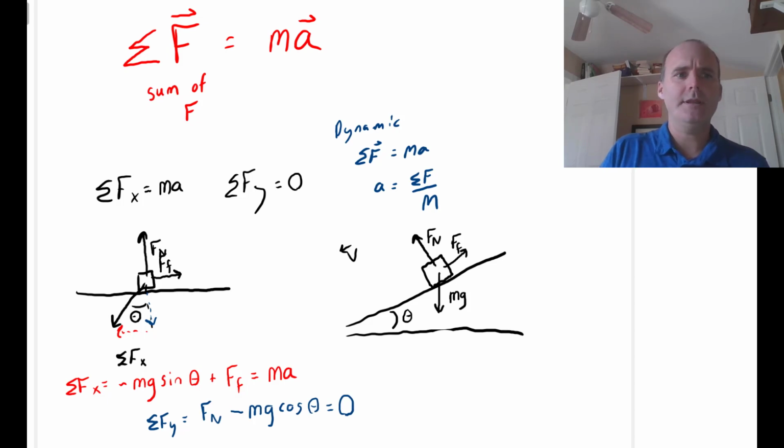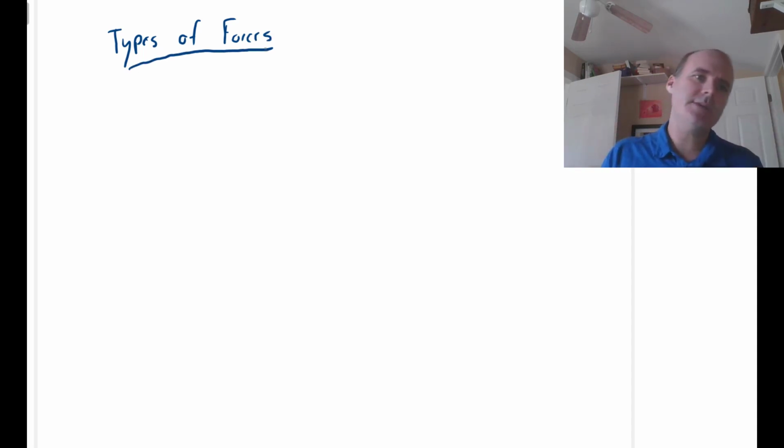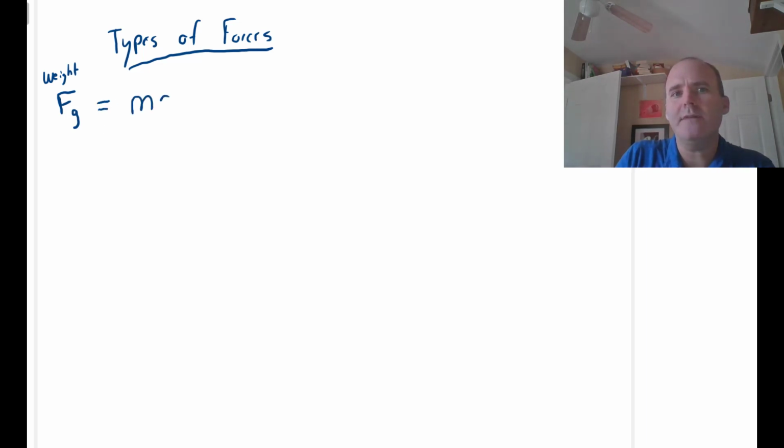Okay, so next, I had a couple types of forces here, but let's just review types of forces. The biggest one that you guys should think about, one of the main forces, is the force of gravity, also known as something's weight. And to give that an equation, we have F equals ma. So that's something that would be the weight of something.